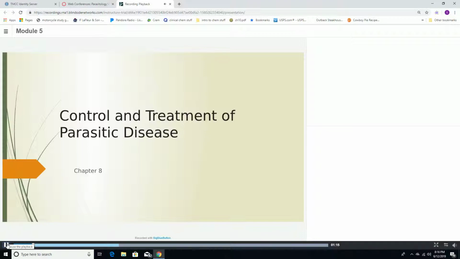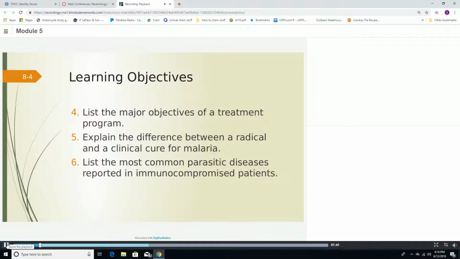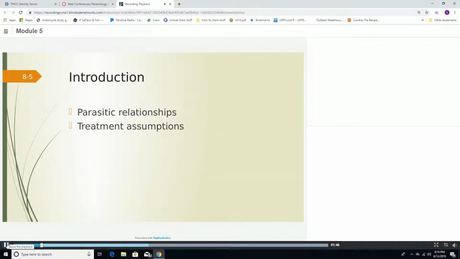So this week we're covering chapter 8. It's called Control and Treatment of Parasitic Disease, and we're just going to do a general overview here in this lecture. We're not going to get too far in depth because this stuff isn't really as important for us as laboratorians as it is for somebody who might be in public health or epidemiologists and so on and so forth. So your learning objectives are listed here. Again, remember I told you guys that these are here for you to go through the book and answer these objectives, because they're going to help you with the quizzes.